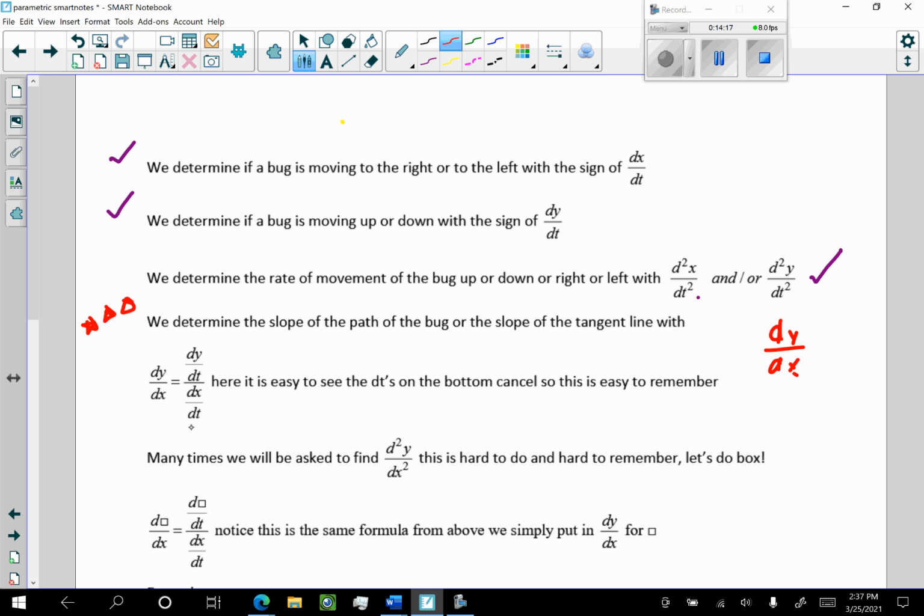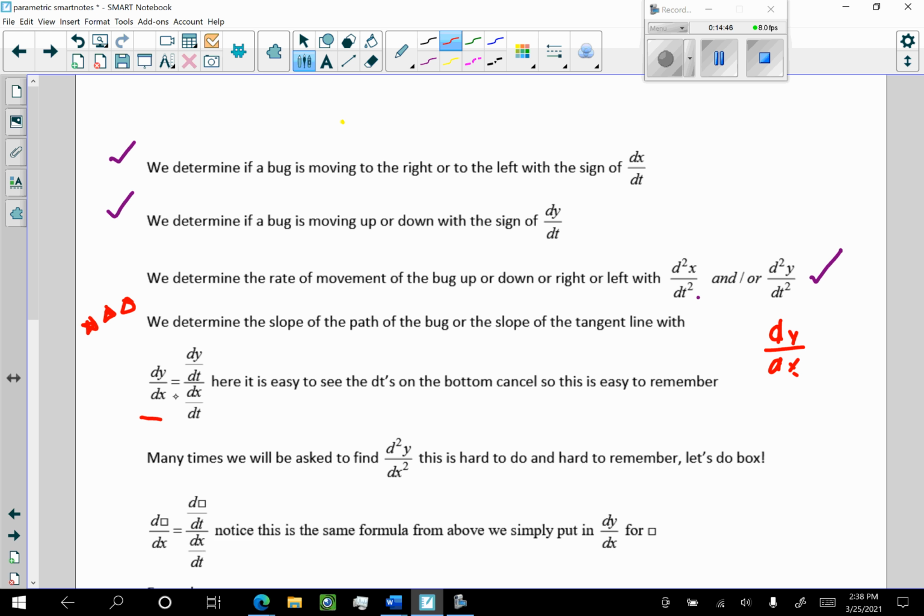Well, if I look at this equation right here, dy dx is equal to dy dt over dx dt, it's easy to see that the dt's will cancel. You can get those out of here, and dy dx is equal to dy dx. So this is easy to remember, and it's going to be easy to find dy dx for a parametrically defined function, because we're going to have to find the dy dx many times.